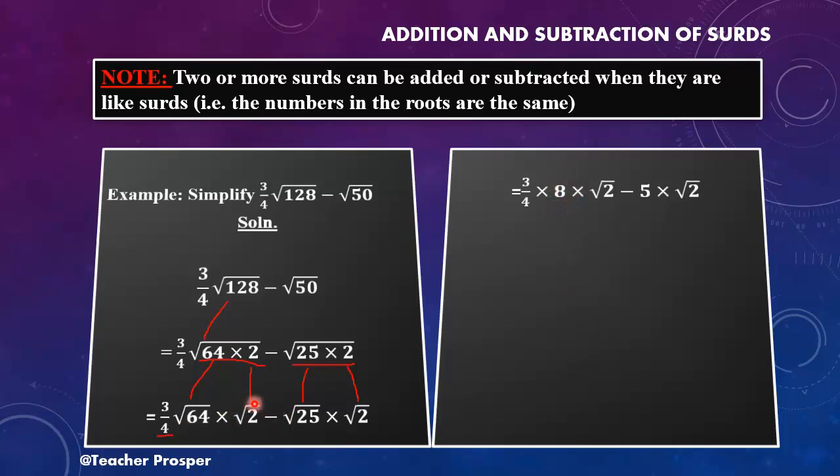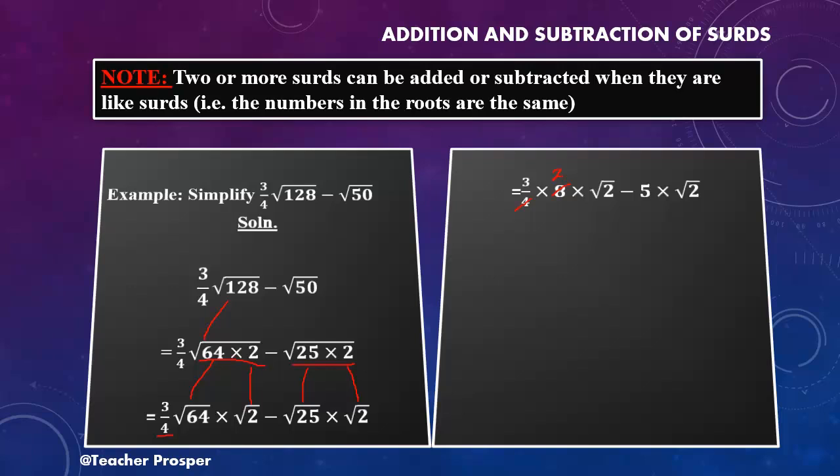Square root of 2 will stay as square root of 2. That's irrational. Square root of 25 will give us 5. And then square root of 2 will also stay as square root of 2. Now we will realize that when we are multiplying these 3, a 3 over 4 times 8, something can be done. 4 will go into itself 1, and 4 can go into 8, we'll get 2 times.